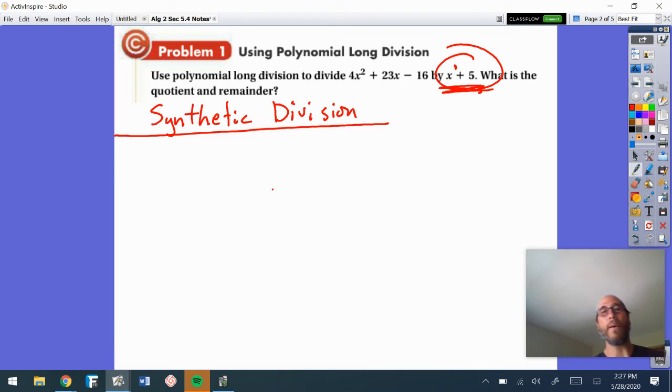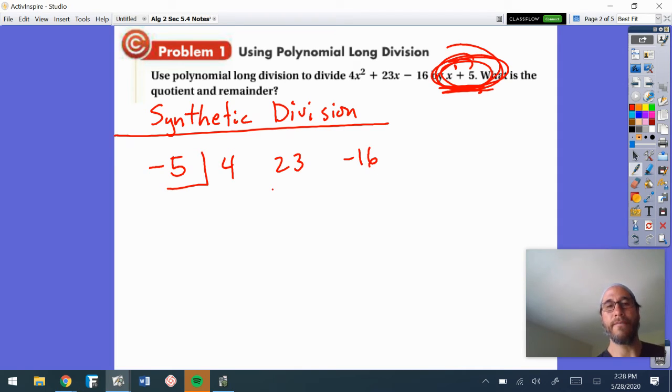If I'm using synthetic division, the one thing I want to check is what would make this 0? What could I plug in for x that would make that 0? Since it's x plus 5, the opposite is going to make it 0. So negative 5 is going to make that 0. And I'm going to put that in a little box right here. It's a shortcut, a little unorthodox. Then I'm going to put just the coefficients of the dividend right here: 4, 23, negative 16.